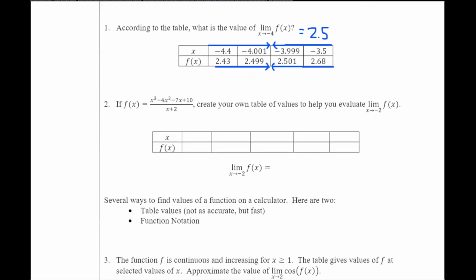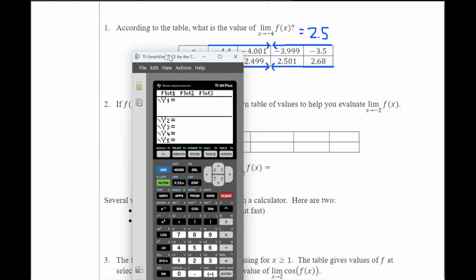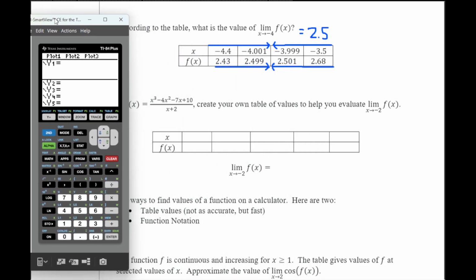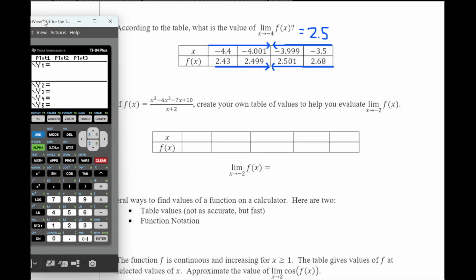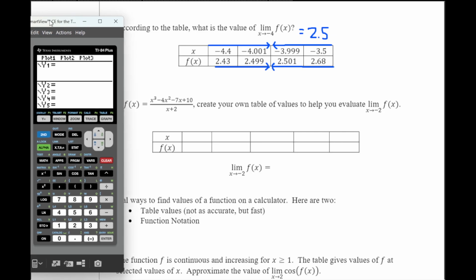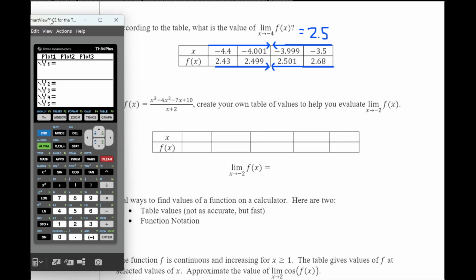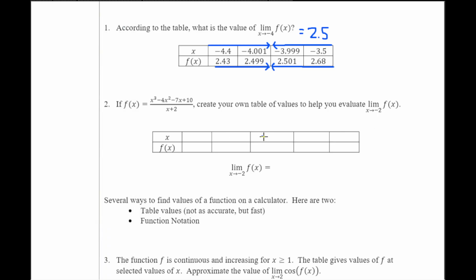So, question 2, this is where you need to get your calculator out. So, f of x is equal to that whole thing. Create your own table of values to help you evaluate limit as x approaches negative 2 of f of x. So we have to kind of create our own values. We could just put as x approaches negative 2, we could do negative 2 here in the middle. Pick a value that's a little less.